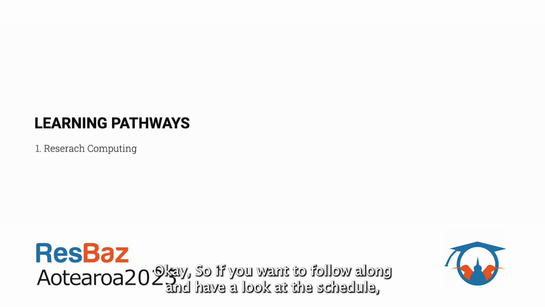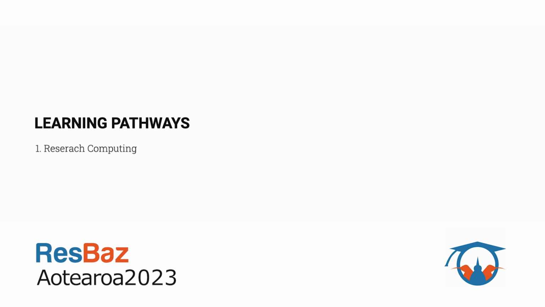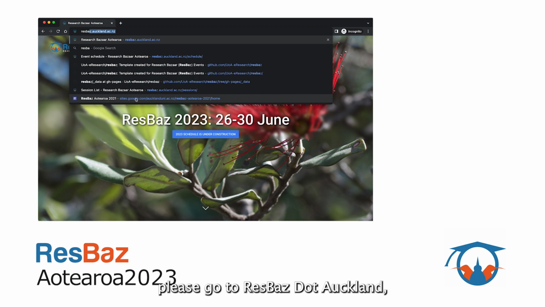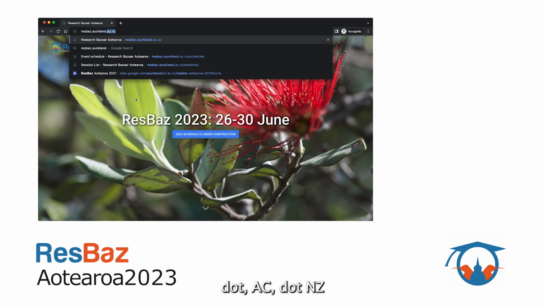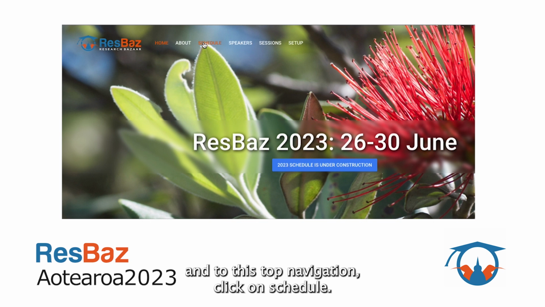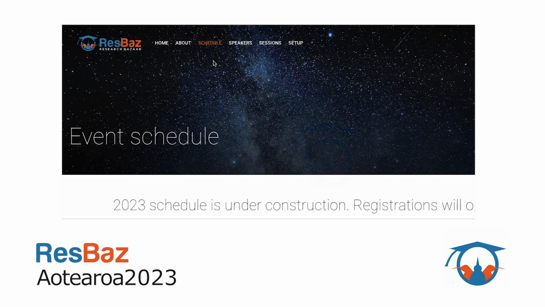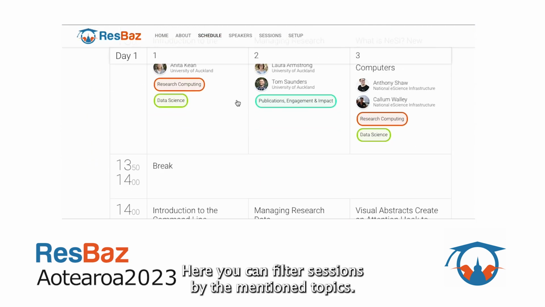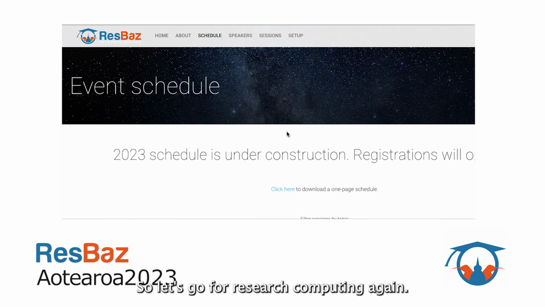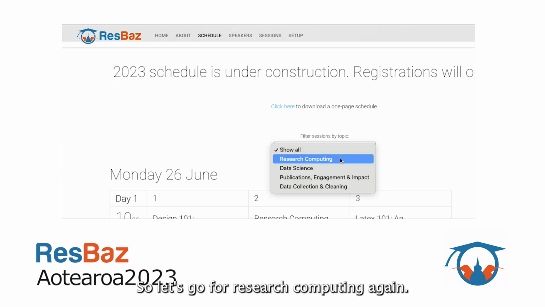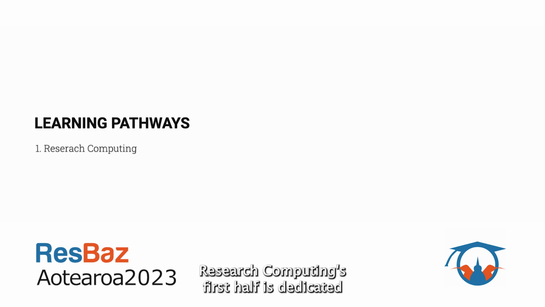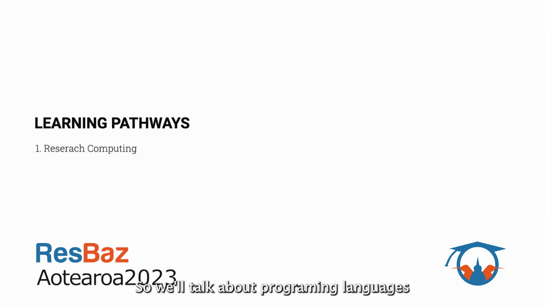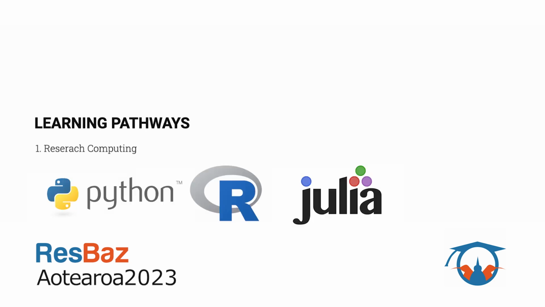Okay, so if you want to follow along and have a look at the schedule, please go to resbaz.auckland.ac.nz and in this top navigation, click on Schedule. Here, you can filter sessions by the mentioned topics. So, let's go for research computing. Again, research computing's first half is dedicated to what can be done with research computing. So, we'll talk about programming languages. Again, Python, R, and Julia.